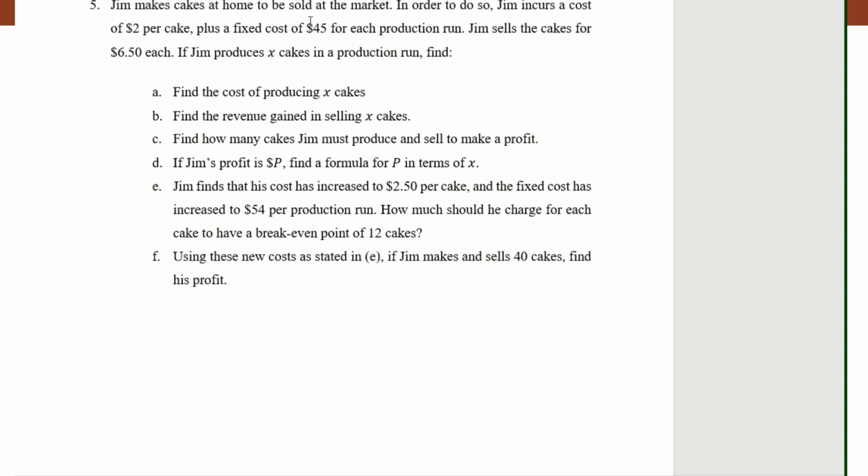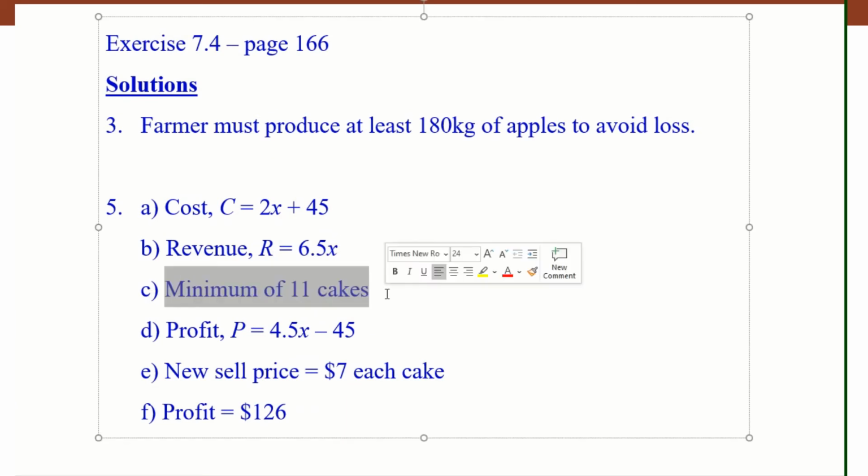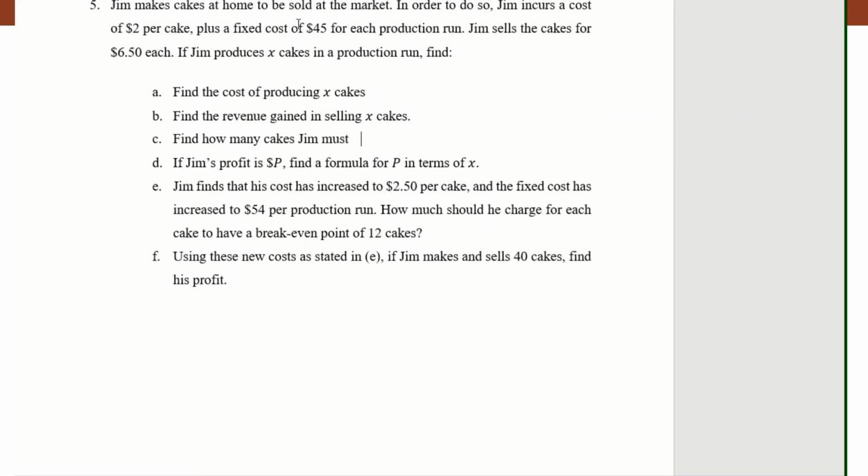So Jim makes cakes, and finds the cost of producing the cakes. So it's 2x plus 45. Revenue, R equals 6.5x. How many cakes must they sell to make a profit? When they ask you that you want to make a profit, the number of cakes is your break-even plus 1. So basically you break even at 10 cakes. The minimum number you have to sell is 11. All right, you find your break-even plus 1.